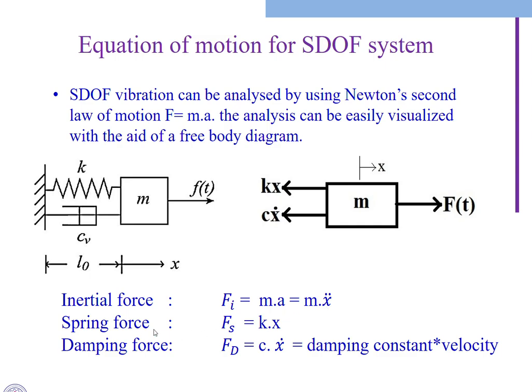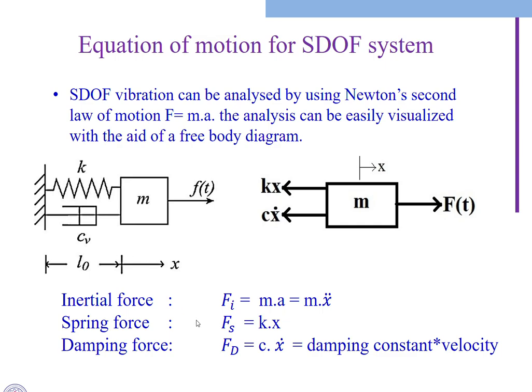The spring force, the force taken by the spring, can be taken as Fs is equal to k into x, stiffness into displacement. Similarly, the damping force can be taken by the damper, the dashpot. That is calculated by using Fd is equal to c into x dot, the damping constant into velocity. Here c is the damping constant, and x dot is nothing but the velocity of the element.